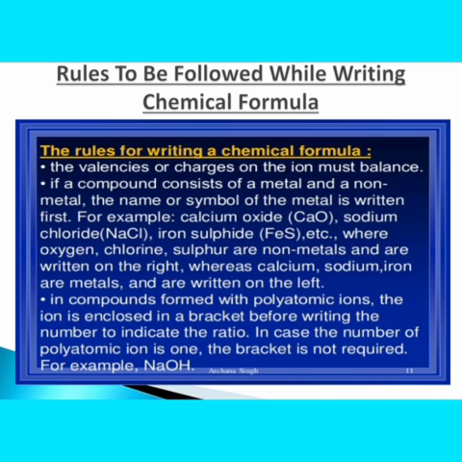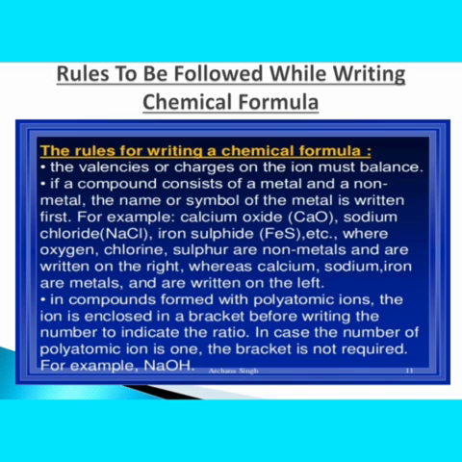For example, calcium oxide. Ca will be first, O will be next. Always the metal has to be written first, followed by oxygen, that is the non-metal. Next is sodium chloride. Just now I said Na is a metal and Cl is minus, so always the metal has to be written first. Iron sulfide: iron is a metal, sulfur is a non-metal, so iron has to be written first, whether it is a chemical symbol or chemical name. Oxygen, chlorine, sulfur are non-metals and are written on the right side, whereas calcium, sodium, iron are metals and are written on the left.